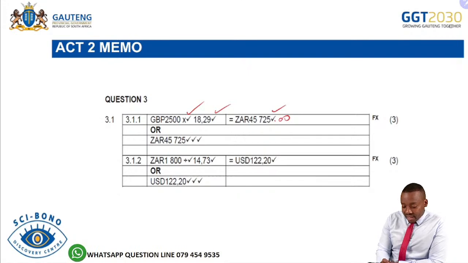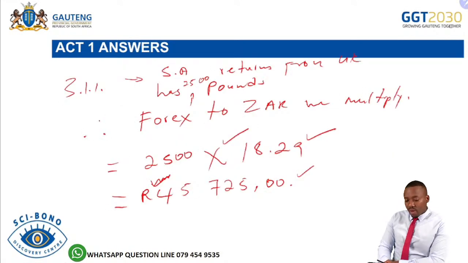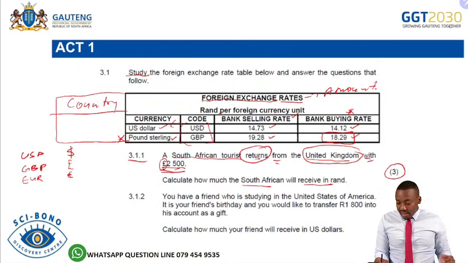45,725 what? Rands. There are no cents. Just remember to round off to 2 decimals. So we were correct there, right? Then let's move to the second activity. I got my full 3 marks there.